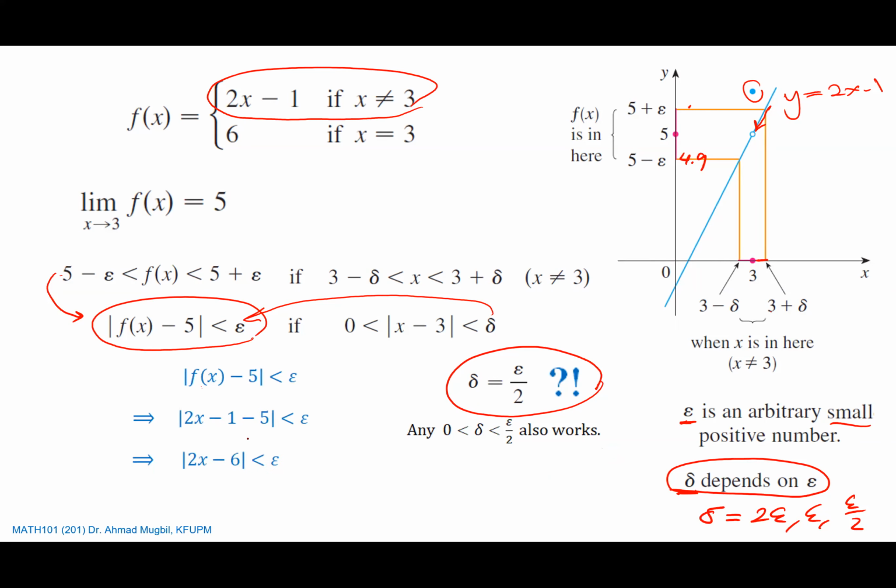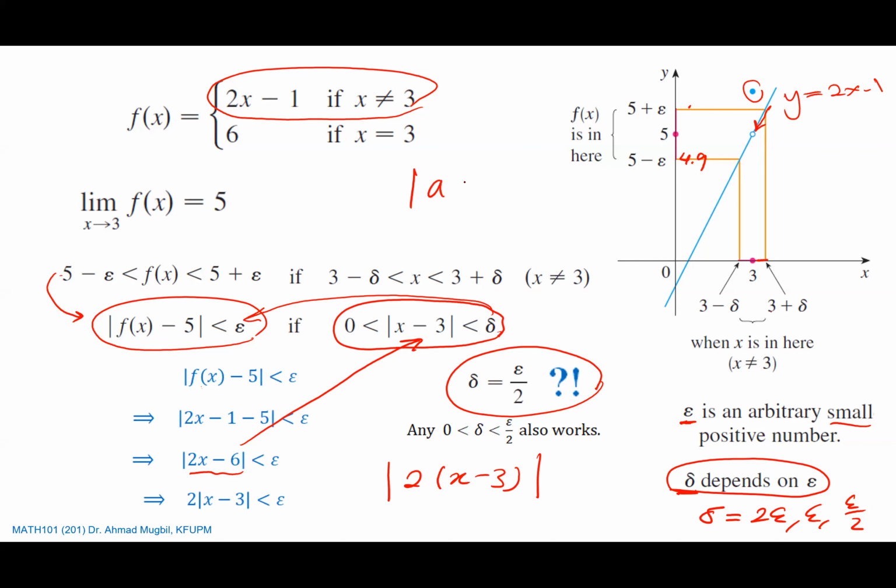Now keep in mind your target is this. We want to have something like this. So what do you suggest? We will take 2 as a common factor. Yes. Then divide by what? Why do we have this? In fact, we have 2 as a common factor. And you know that the absolute value of A times B is the absolute value of A times the absolute value of B. So this will be the absolute value of 2 times the absolute value of x minus 3. The absolute value of 2 is 2. So this is why we have it like this.